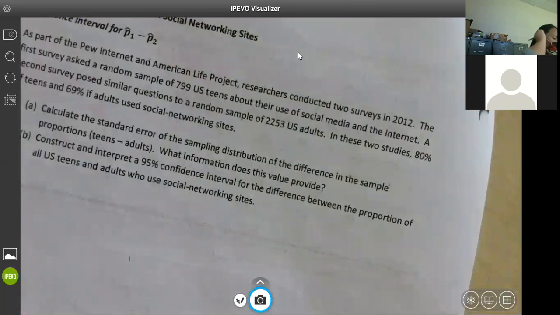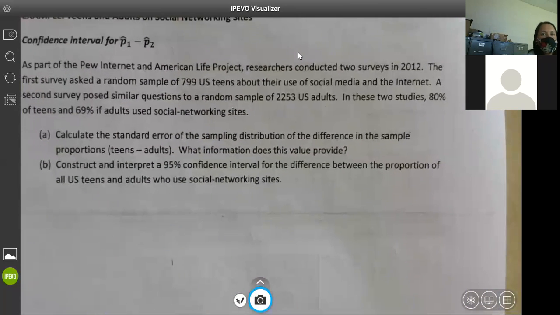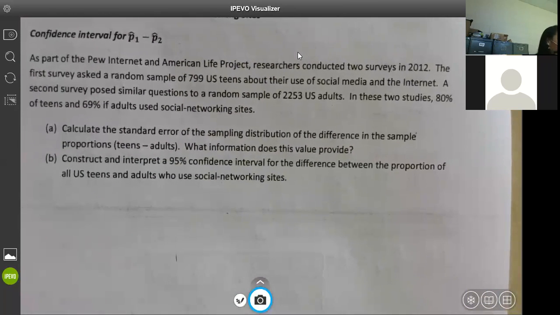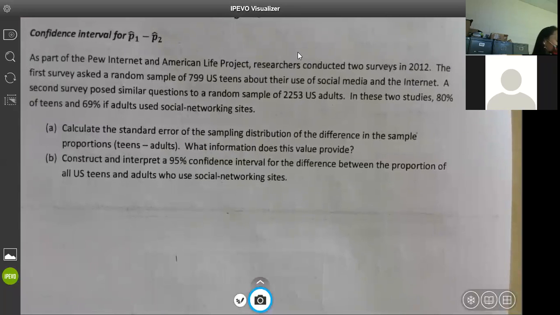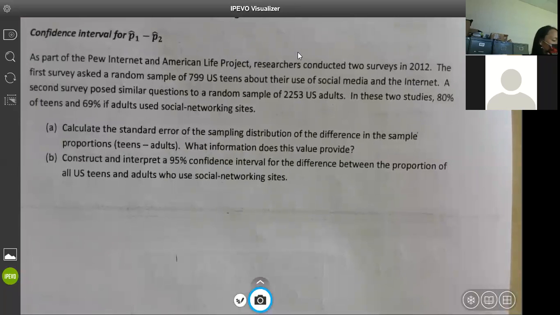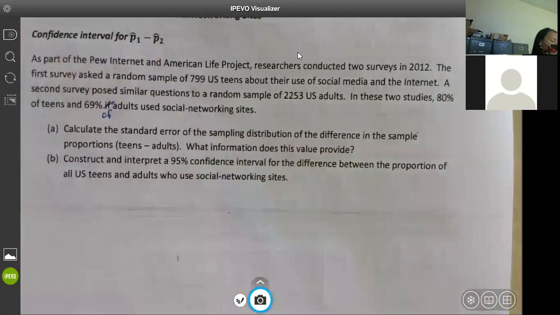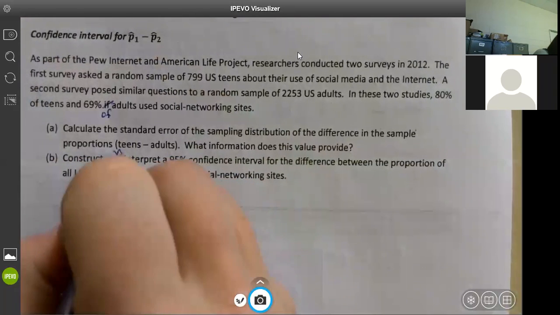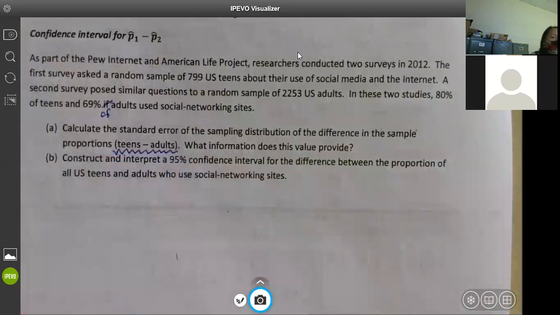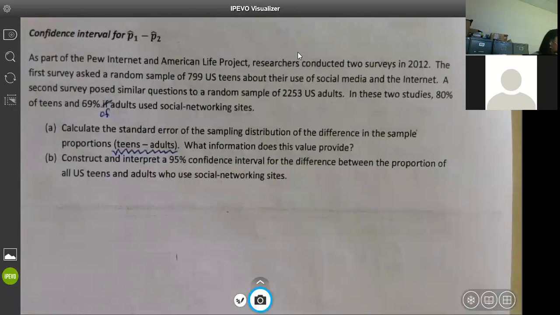As part of the Pew Internet and American Life Project, researchers conducted 2 surveys in 2012. A first survey asked a random sample of 799 U.S. teens about their use of social media and the internet. A second survey posed similar questions to a random sample of 2253 U.S. adults. In these 2 studies, 80% of teens and 69% of adults use social networking sites. Calculate the standard error of the sampling distribution of the difference of the sample proportions. Right here, it tells you which one to put first and what information does this value provide. So we're going to start there.